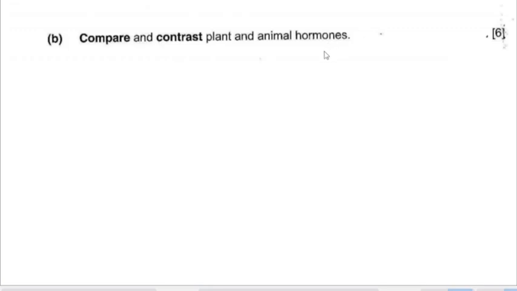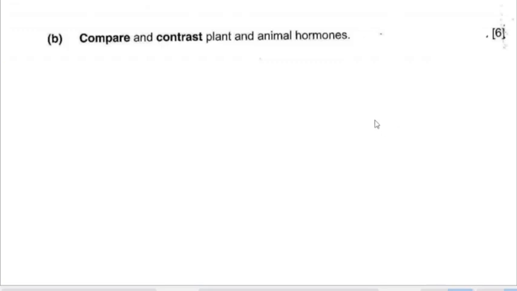In order for us to answer this question, first we must understand what hormones are. Hormones are chemical messengers of the body. So how can we compare and contrast plant and animal hormones? We are going to compare and contrast based on the structural differences, transportation, synthesis, and the effects.